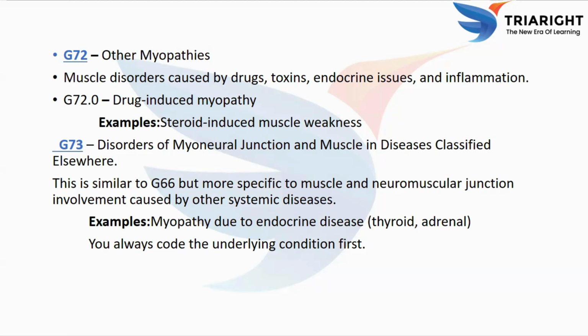So what will be the examples of this G73 category? Myopathy due to thyroid disease, myopathy due to adrenal disease, and muscle problems due to systemic autoimmune or metabolic disorders. So what is the most important coding guideline while coding the G73 code? First you must code the underlying disease, because this is the main reason, right? When you take myopathy due to endocrine disease, first you have to code the main disease, for example the endocrine disease, and then follow it with the G73 code. This is the coding sequence. This is the coding guideline for G73.